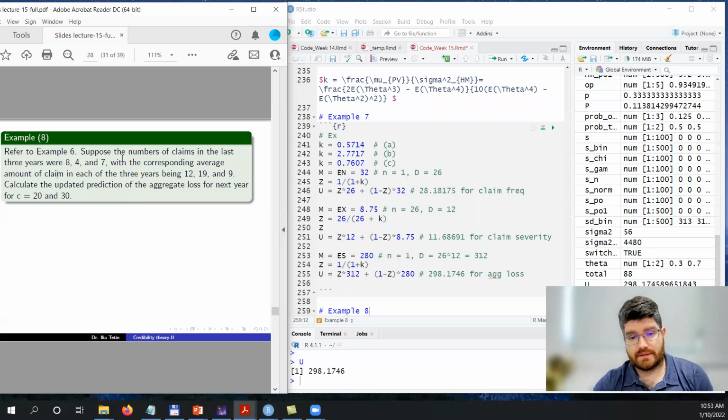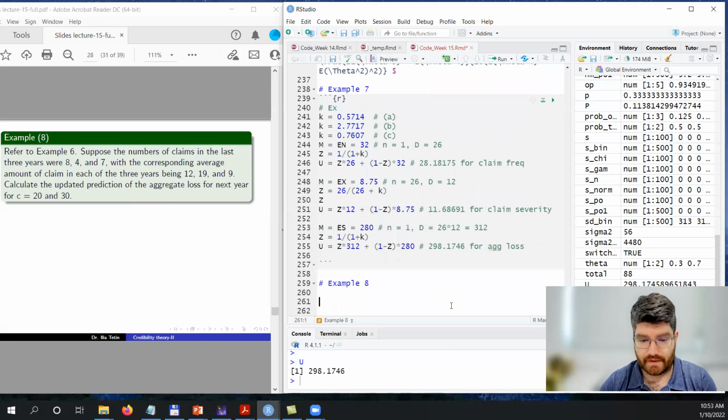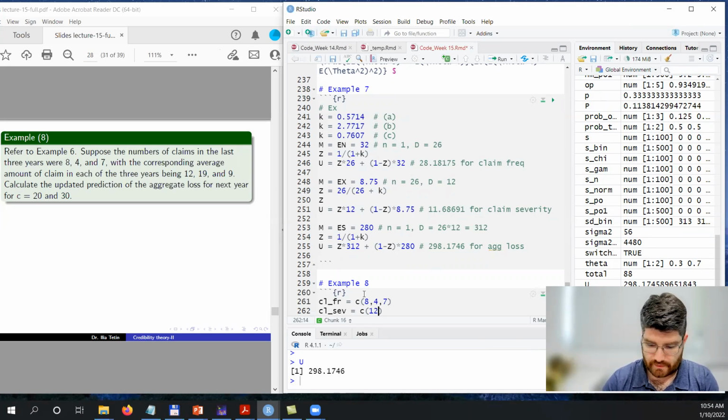If we were given the frequency and severity, our aggregate loss is just the multiplication of those frequency and severity, and everything should be fine. So just to maintain the record that we have 3 years of experience, we will have to divide 1 over 3, and then it is a simple calculation. 8, 4, 7, 12, 19, and 9. So claim frequency is the vector of 8, 4, 7. Claim severity is the vector 12, 19, and 9.